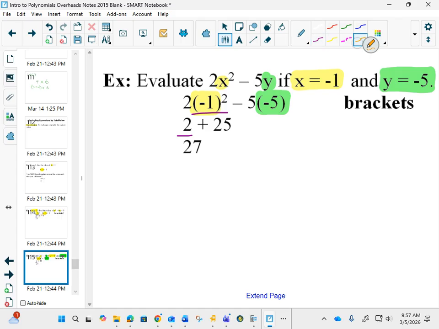Next, in orange here, I have a -5 times a -5. Does it make sense that that's going to be positive? And then 5 times 5 is 25. And then those are still like terms. 2 plus 25. You can put those together and get 27.